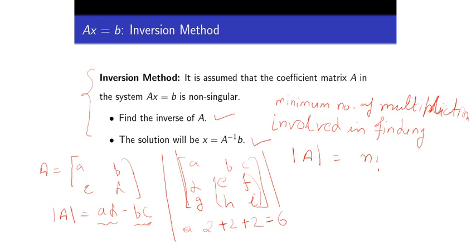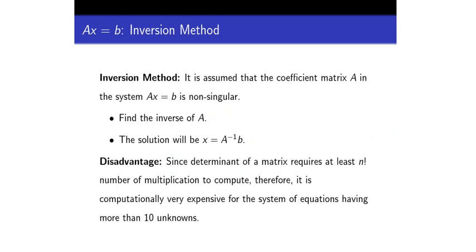Okay, right. So this is the disadvantage here. This is why the inversion method has been discarded. Since the determinant of a matrix requires at least n factorial multiplications to compute, it is computationally very expensive for a system of equations having more than 10 unknowns.